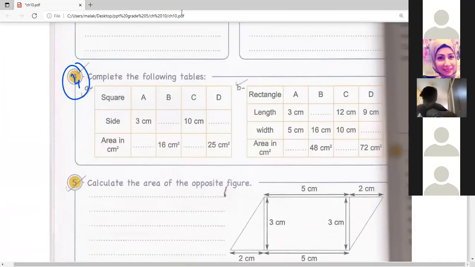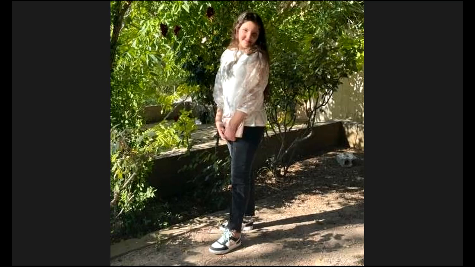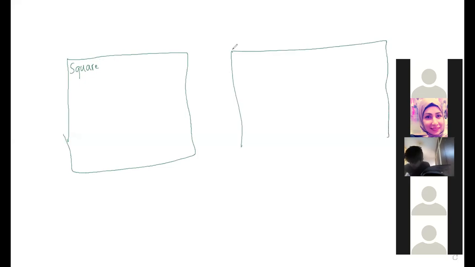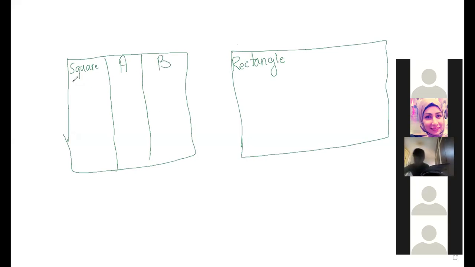Let's use the whiteboard before we start with this question. عندنا square وعندنا rectangle. عندنا square وعندنا box فيه rectangle. I will name them square A and square B. Rectangles I will name them rectangle A and rectangle B.